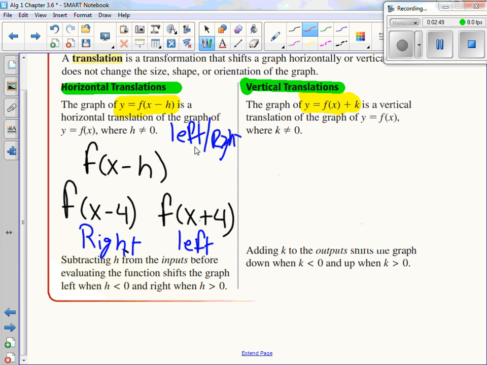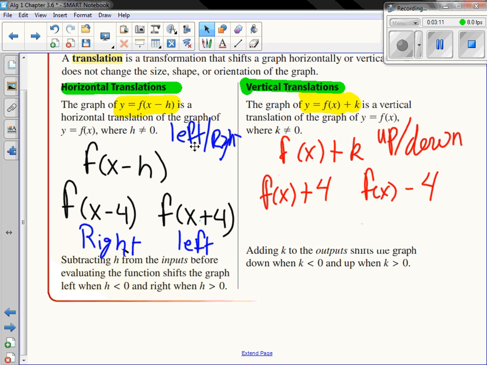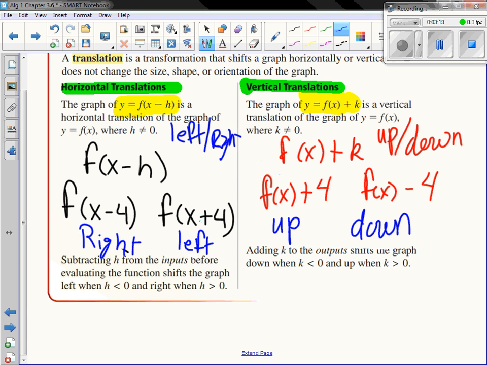Now, vertical translation, we're talking about f of x plus k. This time we have a value on the outside. And when we talk about vertical translation, we're talking about up or down. So for this here, we could have f of x plus 4, or f of x minus 4. Now, with vertical translations, it's exactly what we think. If we have plus 4, it's moving up 4. If it's minus 4, it's moving down 4.